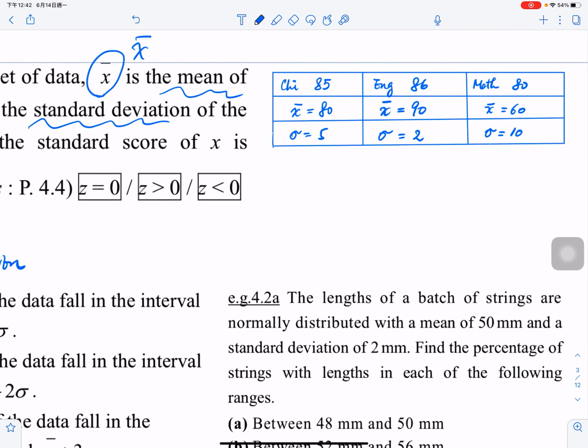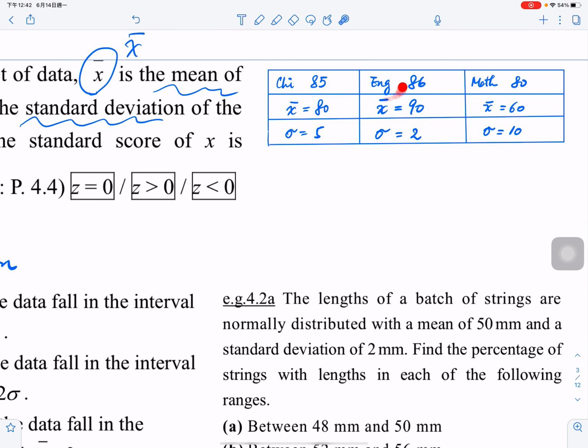Now we have 3 marks here: Chinese, English, and mathematics. Do you know how to find the standard score of these 3 subjects? So the standard score of Chinese equals the original marks, the raw marks, 85 minus 80 over 5. So you found that this one is 1. The standard score of Chinese is 1.